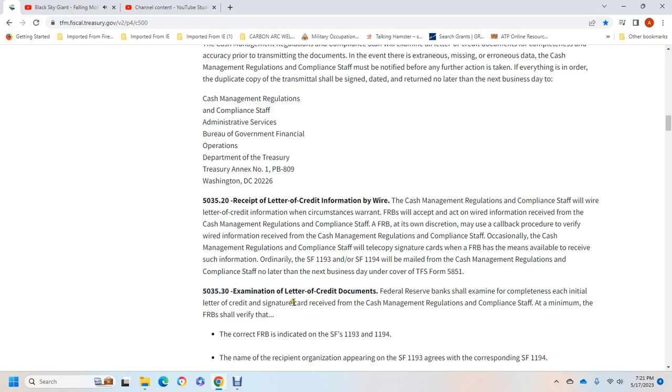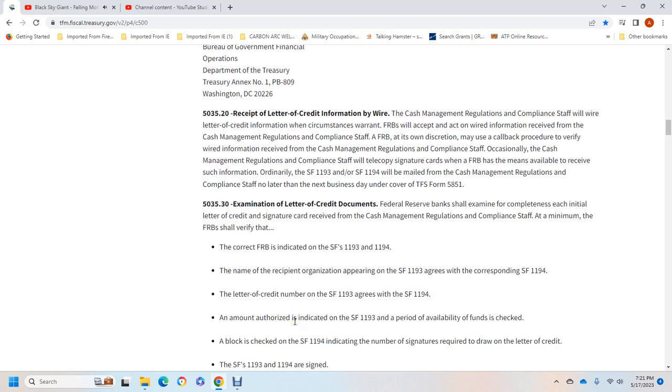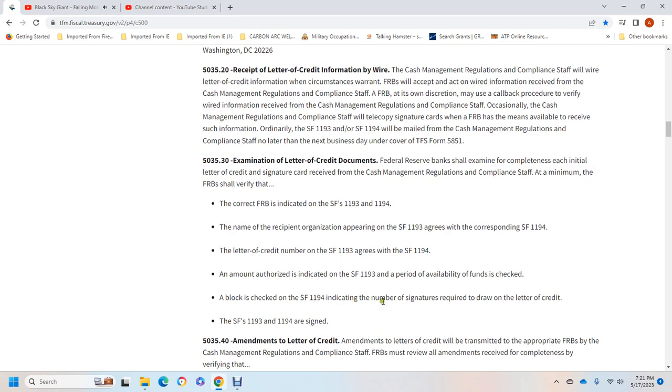503530, examination of the letter of credit documents. Federal Reserve Bank shall examine for completeness each initial letter of credit and signature card received from the cash management regulation compliance staff. At a minimum, the Federal Reserve Bank shall check for the correct Federal Reserve Bank indicated in Form 1193 and 1194, name of the recipient organization on 1193 agreeing with 1194, letter of credit number on 1193 agreeing with 1194, amount authorized indicated on 1193, and period available to fund, with the check block checked on 1194 indicating the number of signatures required for withdrawal of the letter of credit. Both Form 1193 and 1194 must be signed.